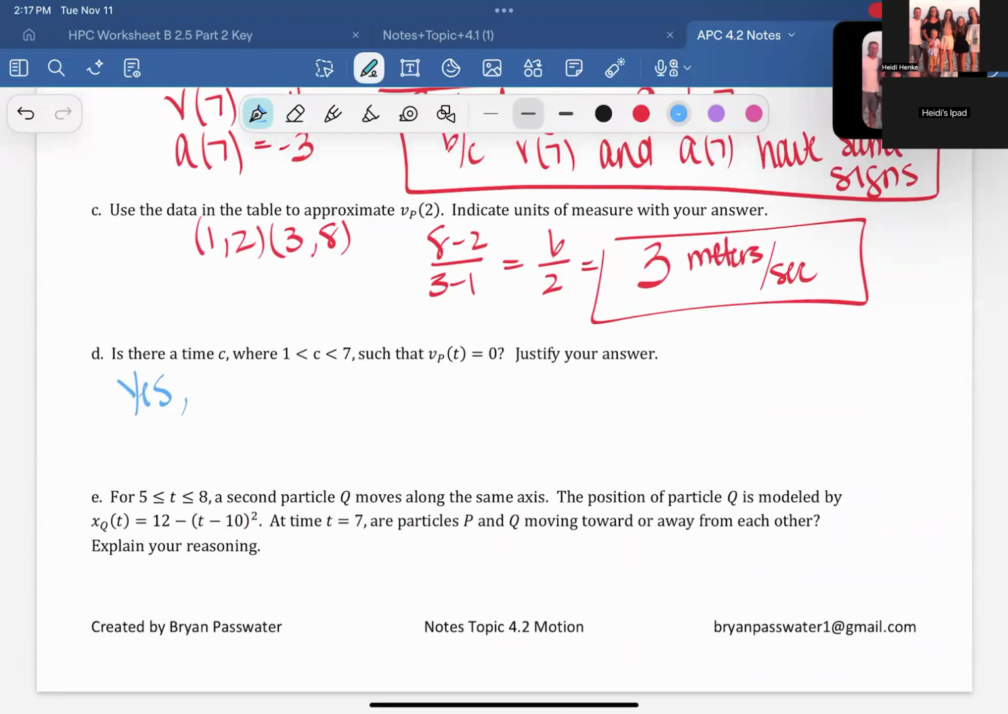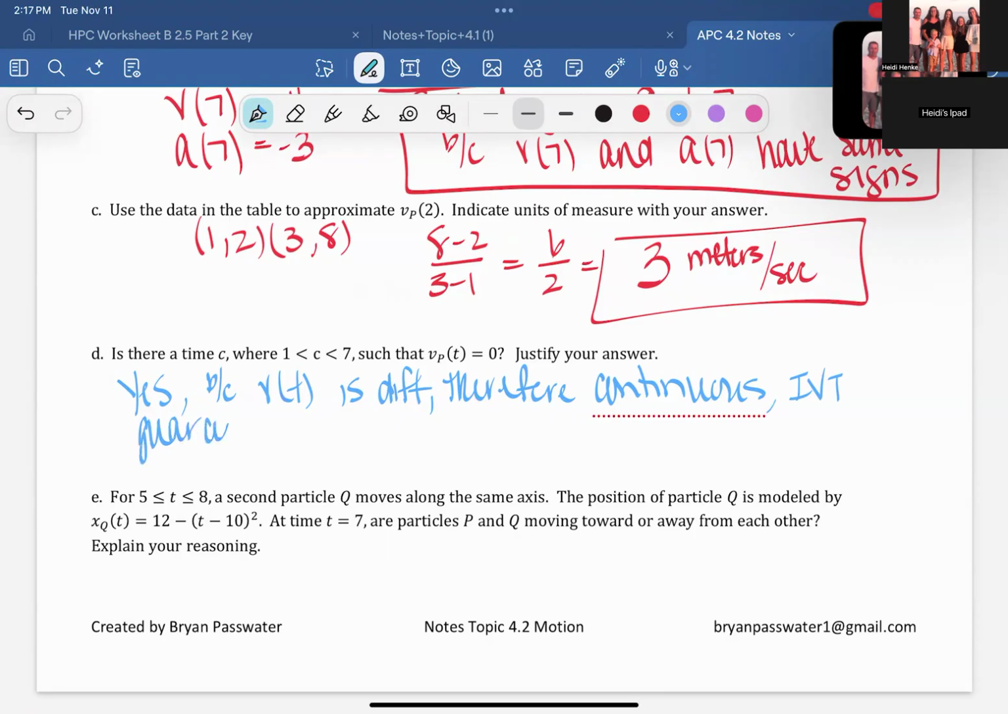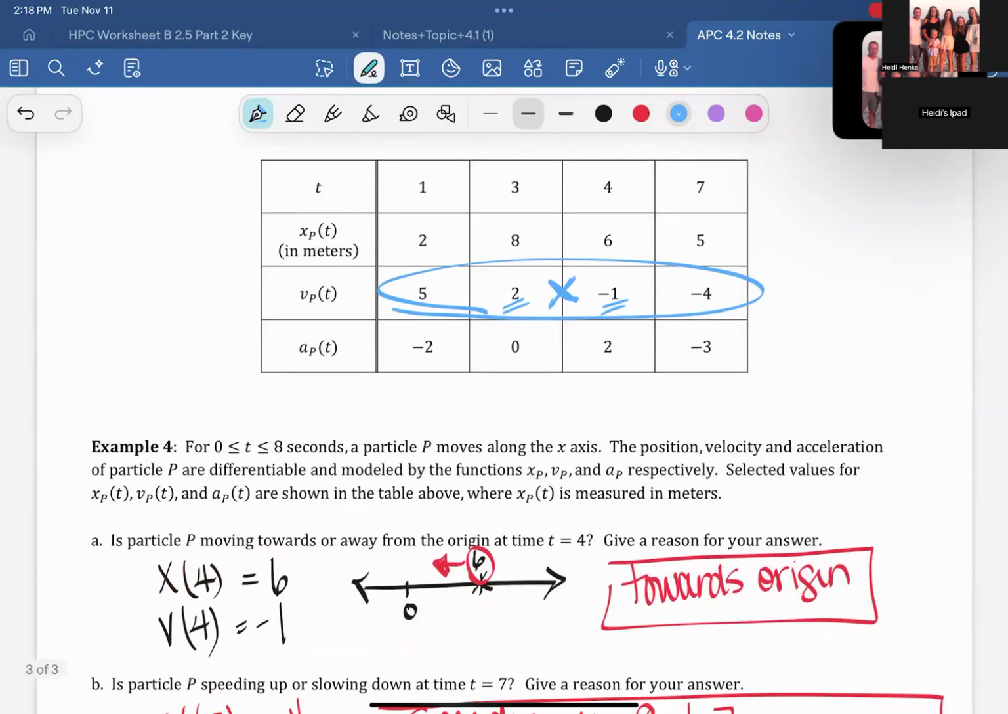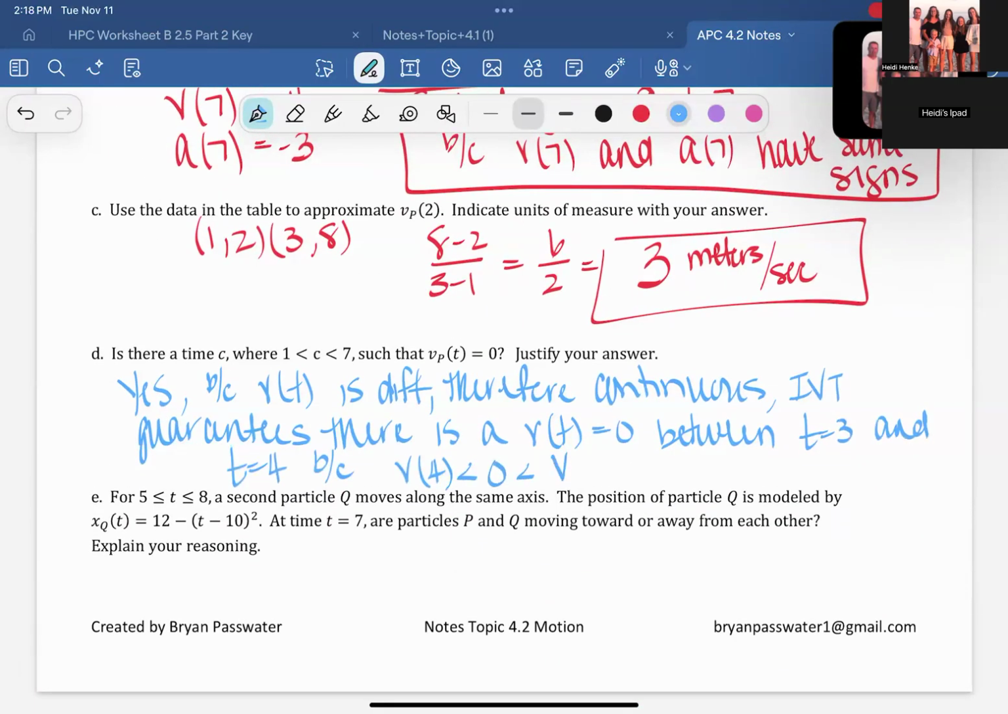So yes, because V is differentiable, therefore making it continuous, IVT guarantees, and you have to say IVT, there is, or there will be, a velocity equaling 0 between, and you can say between any of them, but I'm going to say between 3 and 4, because V of 4 is less than 0 is less than V of 3.